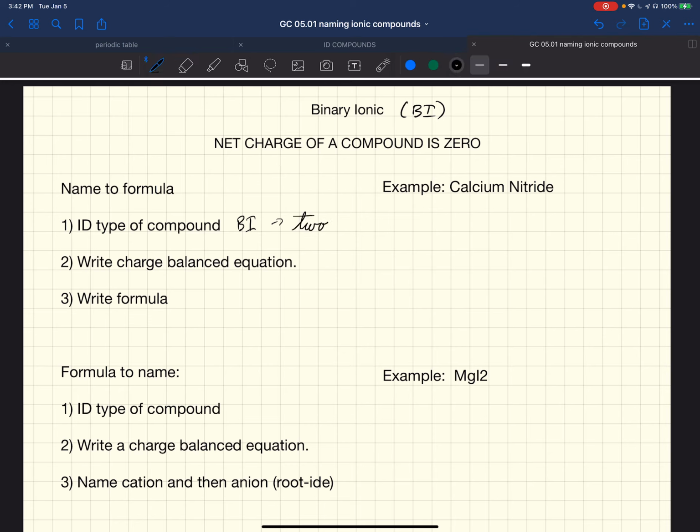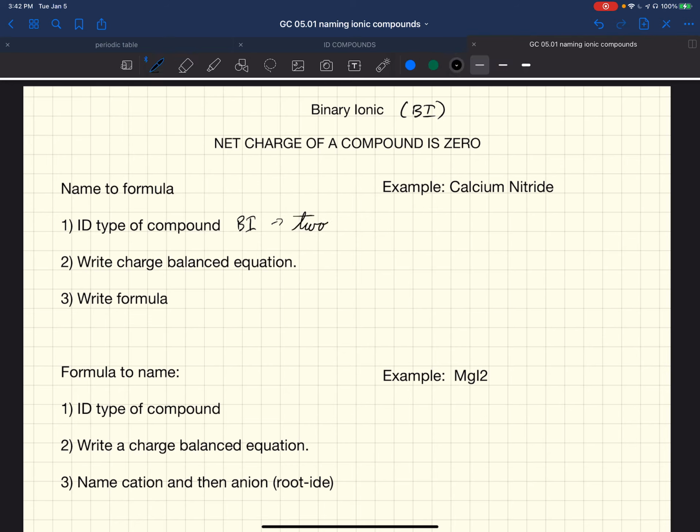So the next thing that we have to do is write a charge balance equation. So what is the charge of calcium ion? Calcium ion has a charge of 2 plus. And what about nitride ion? Nitride ion has a charge of 3 minus. All right, so we need to balance the charges.